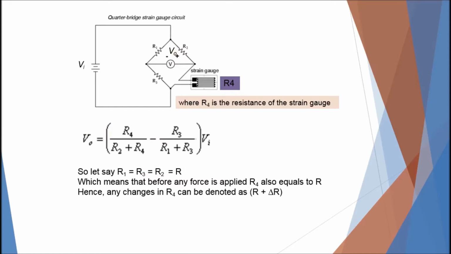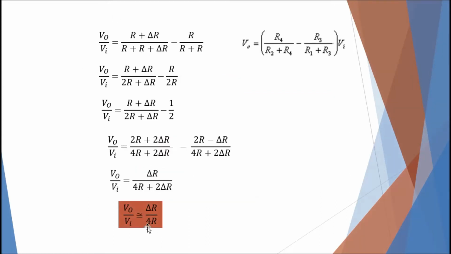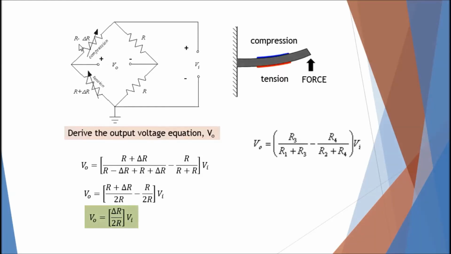The next slide is just showing the calculation, and approximately you can get this term. Normally delta R is very small, so that's why we can ignore this term, and you will end up having delta R over 4R. For example, in this slide, you can see the plus minus sign here. It means that you have to put this side first in the equation. So you start with the bottom one, R plus delta R over R minus delta R plus R plus delta R. So this is the term here.